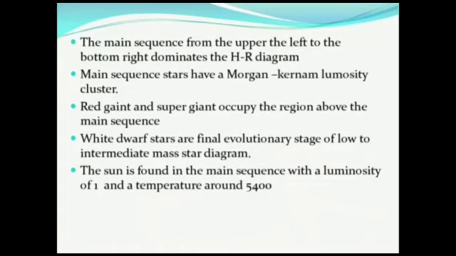White dwarfs are the final evolutionary stage of low to intermediate mass stars and are found in the bottom left of the HR diagram. These stars are very hot but have low luminosity due to their small size. The Sun is found on the main sequence with a luminosity of 1 and a temperature of about 5400 Kelvin.